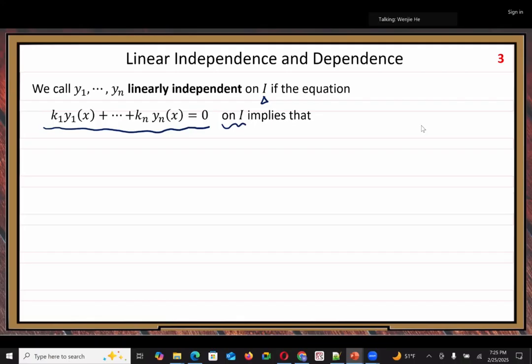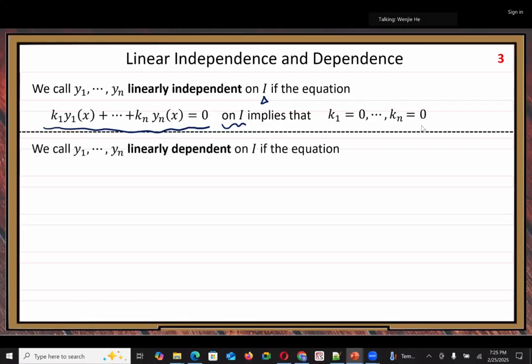If that implies that all these n k coefficients must be 0, so if you make this 0, then it forces all the k coefficients to be 0, then we say these n functions are linearly independent. That's the definition.